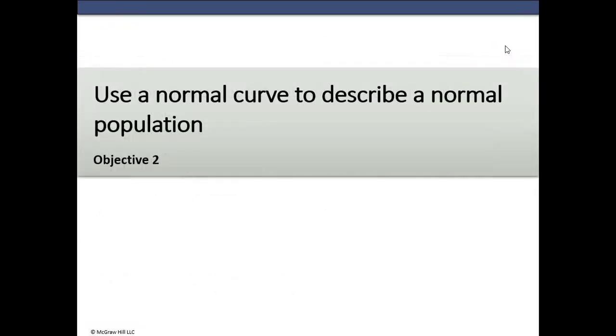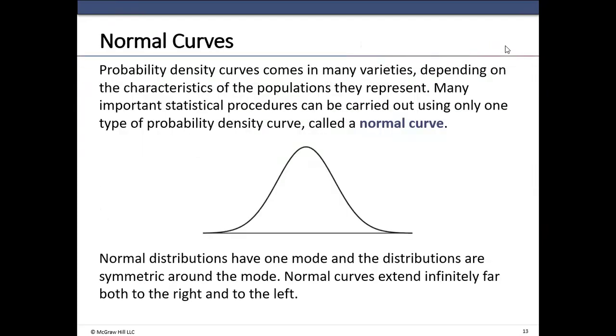Use a normal curve to describe a normal population. This is a bell-shaped curve, with relative frequency or probability on the vertical axis and groups of data on the horizontal axis. The bell-shaped curve is called a normal curve. Probability density curves come in many varieties depending on the characteristics of the population they represent. Many important statistical procedures can be carried out using only one type of probability density curve, called a normal curve.